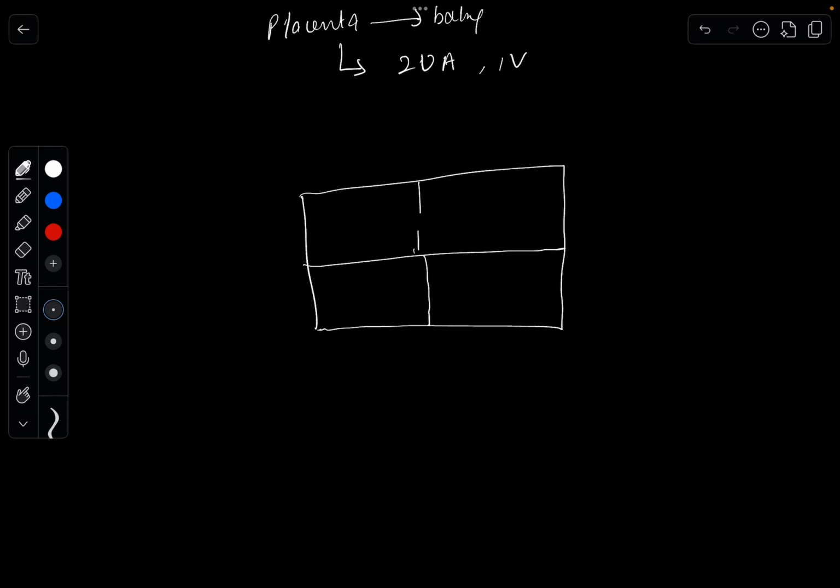Right atrium, left atrium, right ventricle, left ventricle. This is foramen ovale. Okay. Foramen ovale is actually the gap between the first septum and septum secundum. So it will be like this.